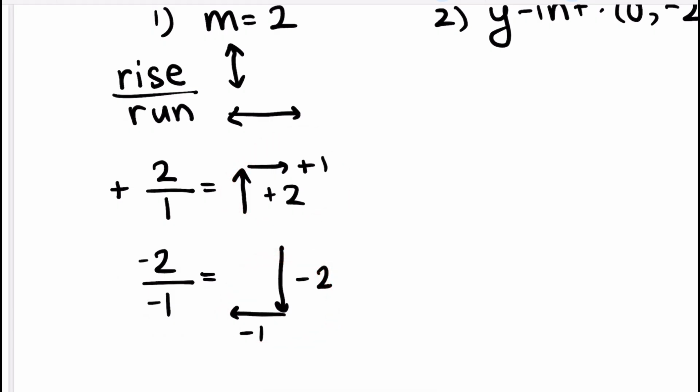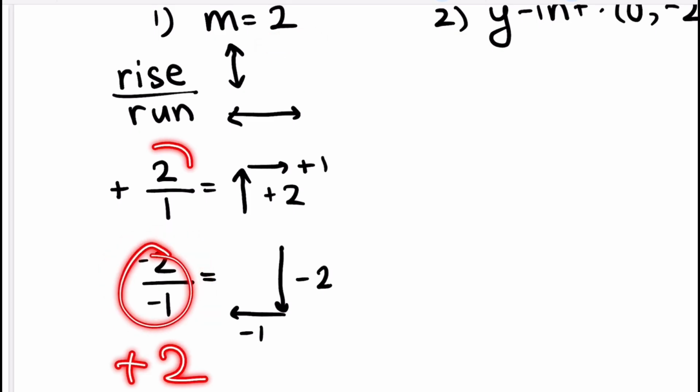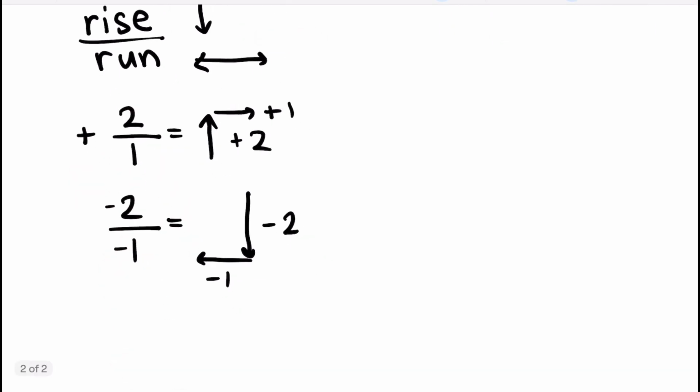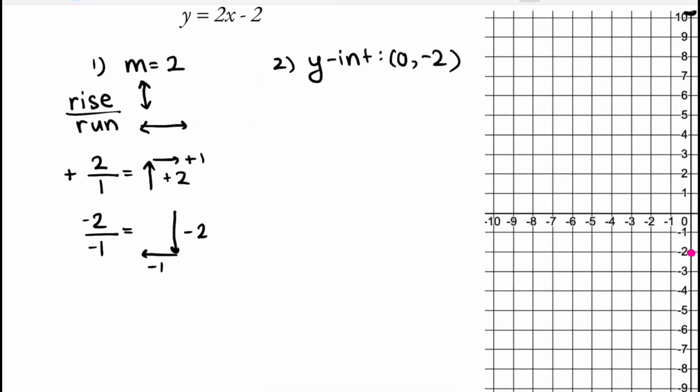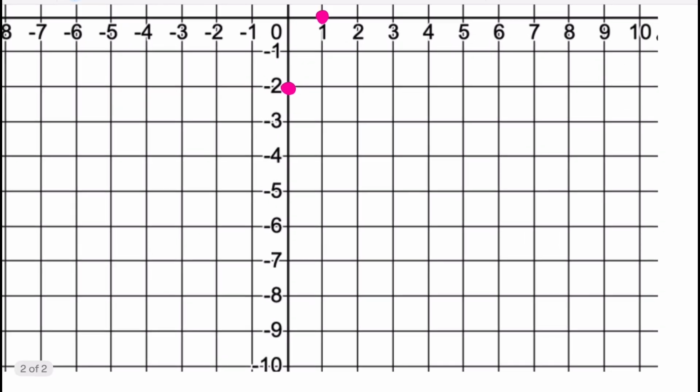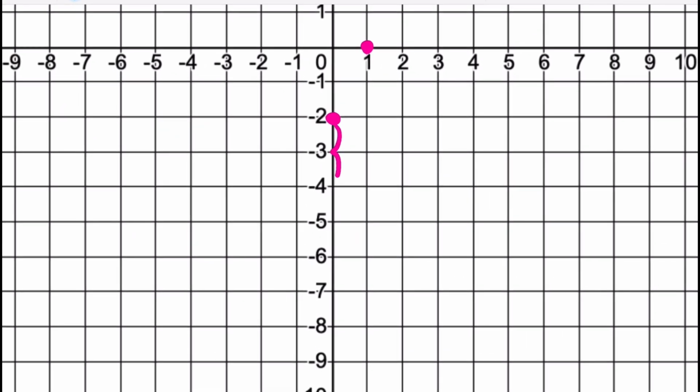But the reason why we can do this is we haven't changed the value of the slope because this is still positive 2, and this is still positive 2. So that's why we can do it like that. And so now I'm going to continue the rest of the line. So we're going to go 2 units down, 1 unit left. So our next point would be at -1, -4.